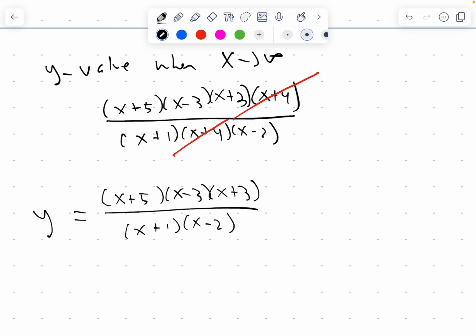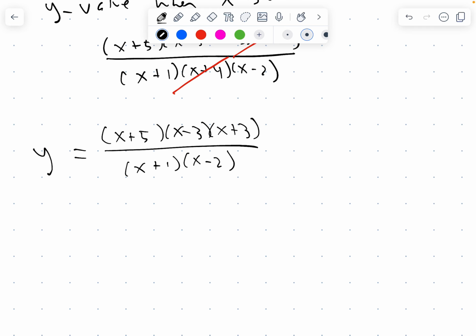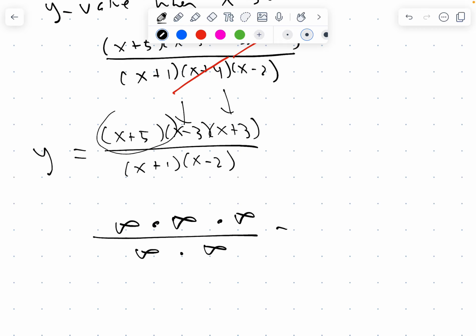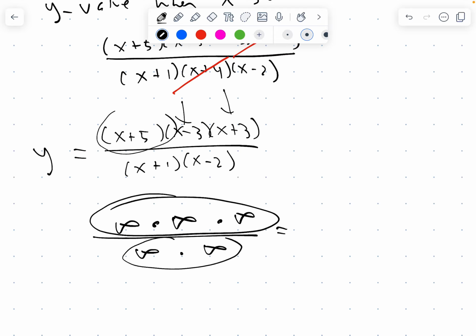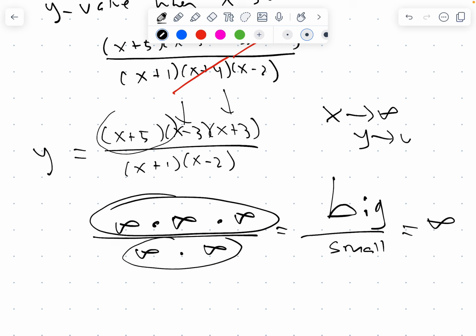Now, when x is infinity, let's plug it into the top. You have infinity plus 5 is infinity, times infinity minus 3 is infinity, times infinity plus 3 is infinity. On the bottom, we have infinity plus 1 is infinity, times infinity. So here, this number is big and this one is small. Big over small is going to tend towards infinity, and that's a positive infinity. So as x approaches infinity, y approaches infinity.